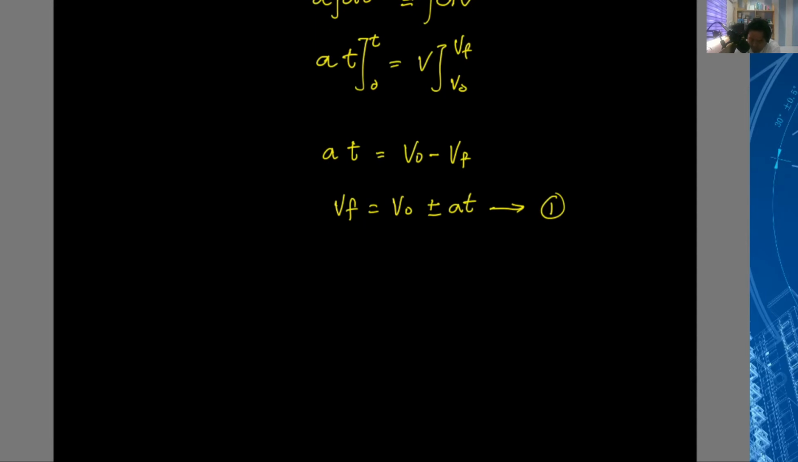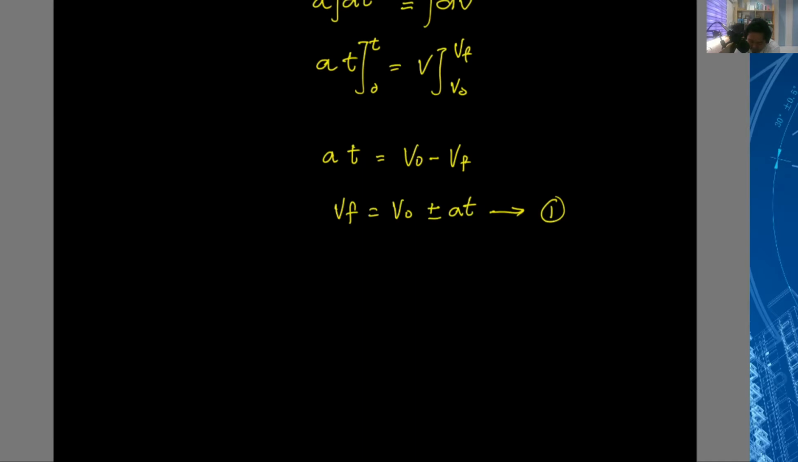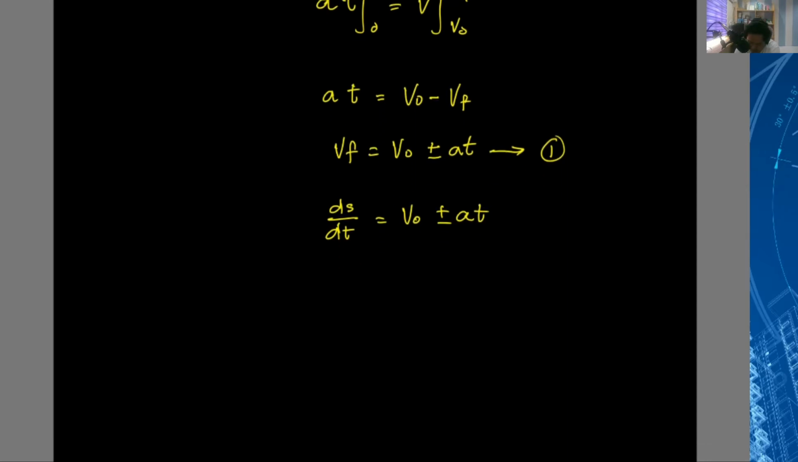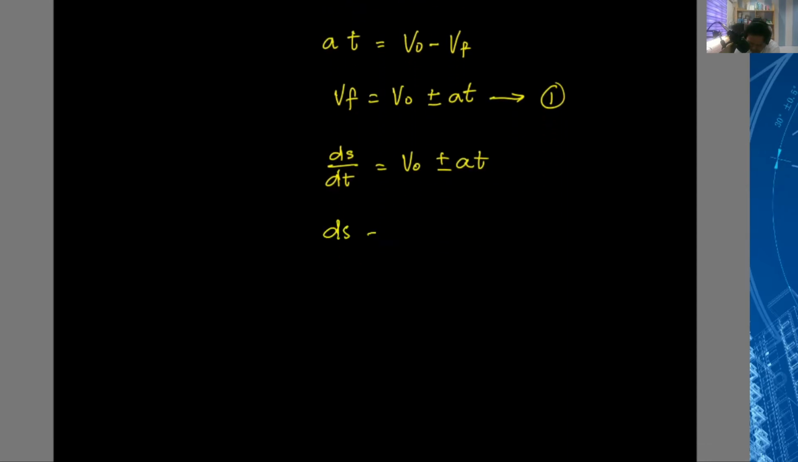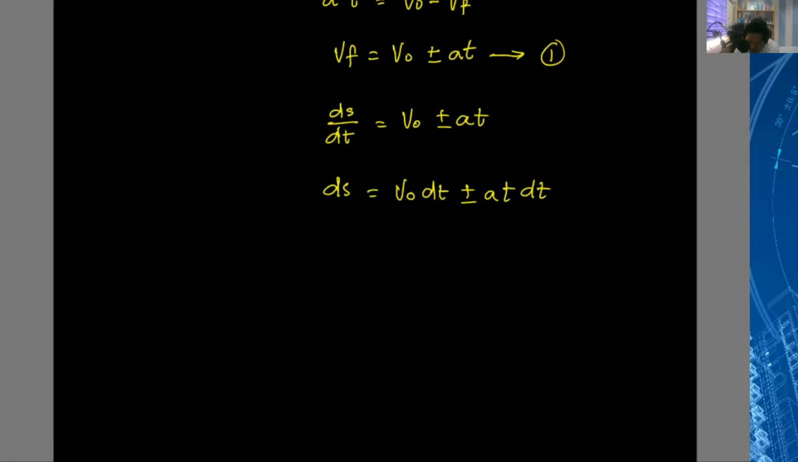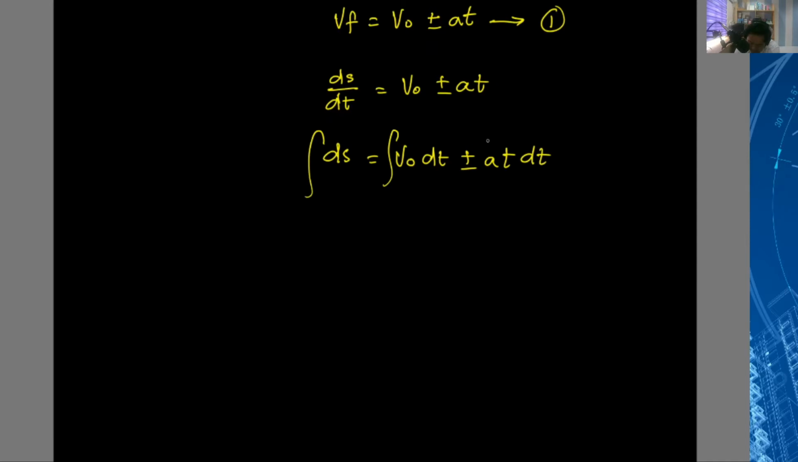Now, if we wish to include the distance in our expression, we will just substitute the instantaneous velocity to this expression. Okay, so what is the instantaneous velocity? So this will be ds over dt, equals velocity initial plus or minus acceleration times time. Okay, so cross multiplying, so this becomes what? Vo dt plus or minus at dt. Okay, so integrating all the terms.